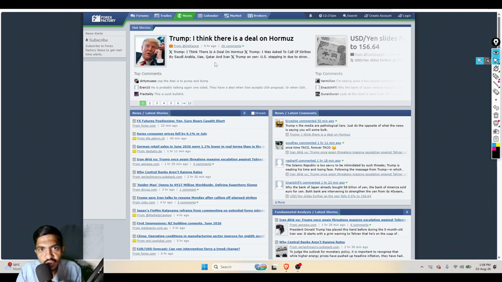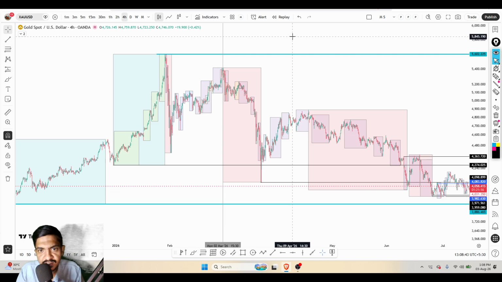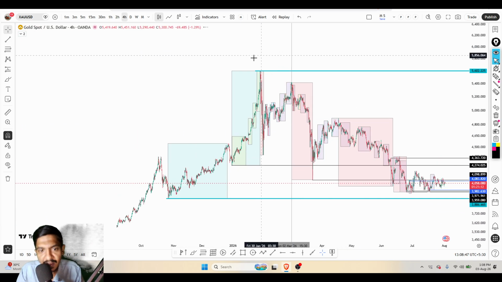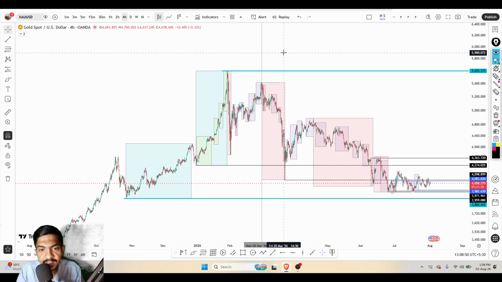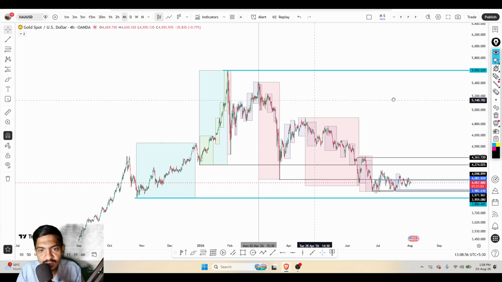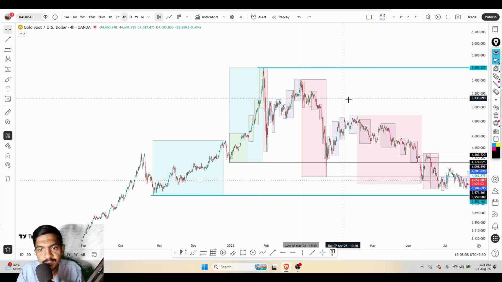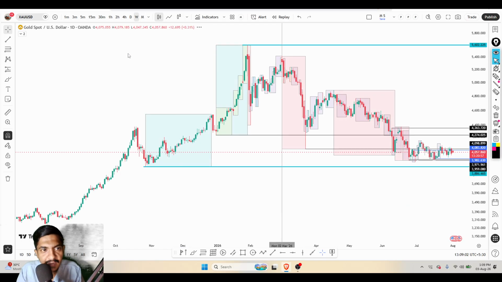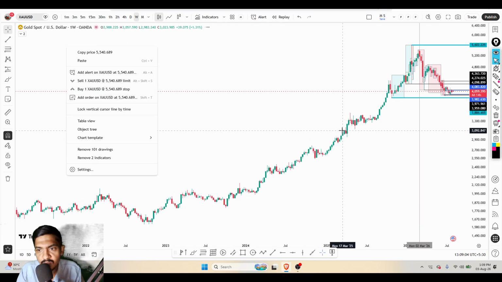All right, traders. Now let's move on to our charts. First, I'll be explaining the market structure, and I always say market structure is very important, and market structure is the only mechanical strategy that will always work in the market. So what's happening over here? Let me move on to the weekly time frame and show you.